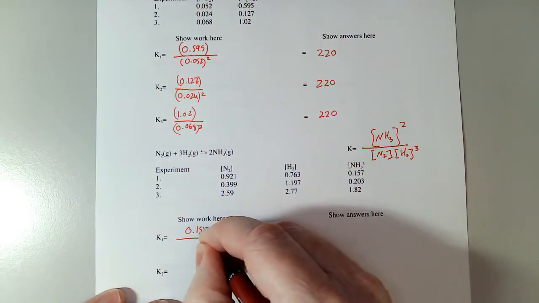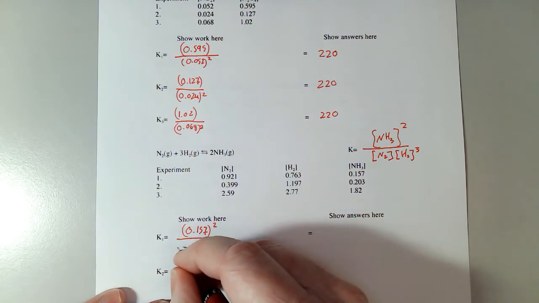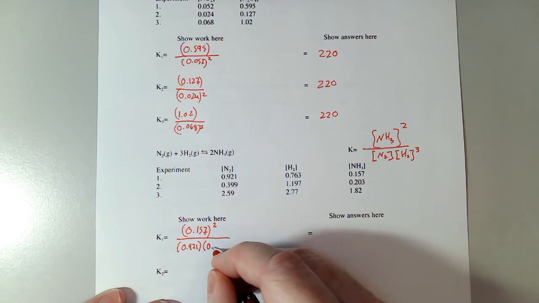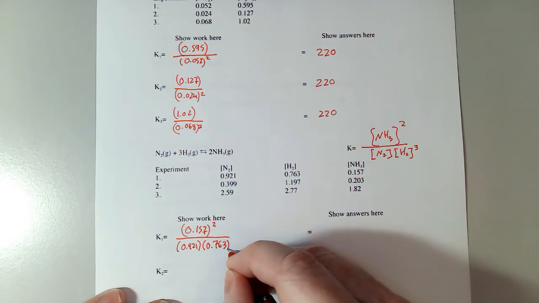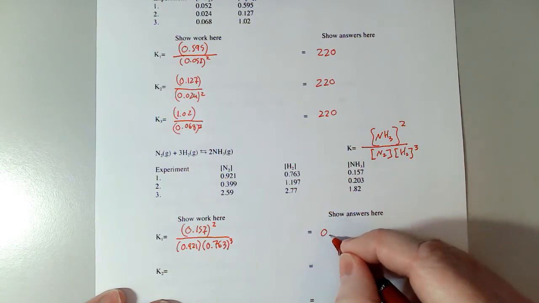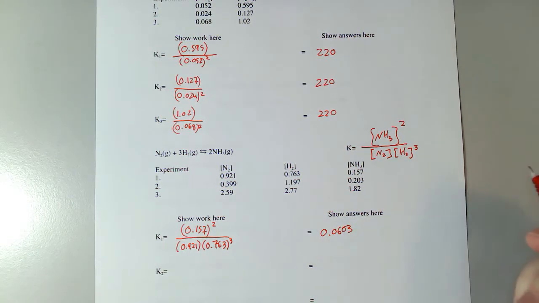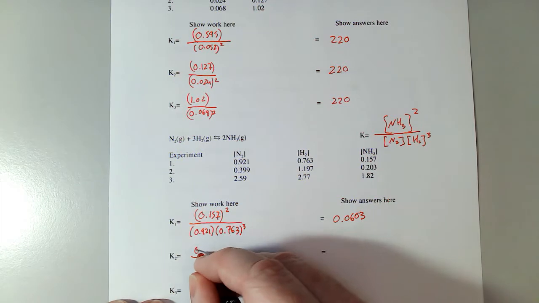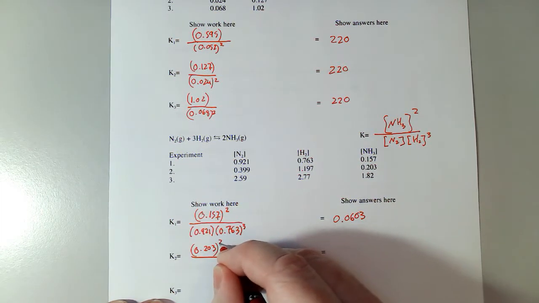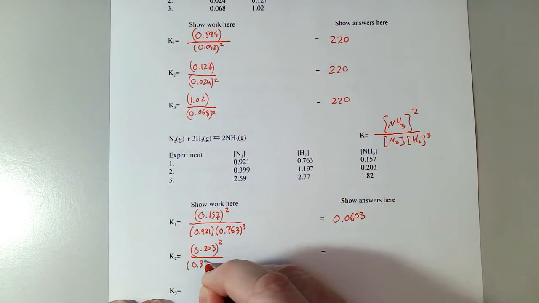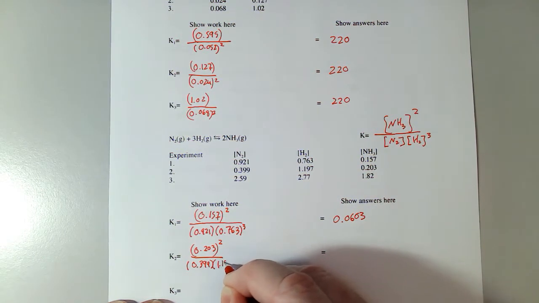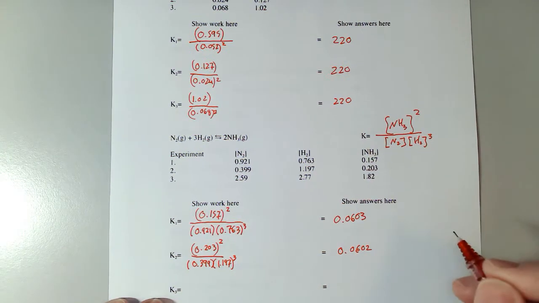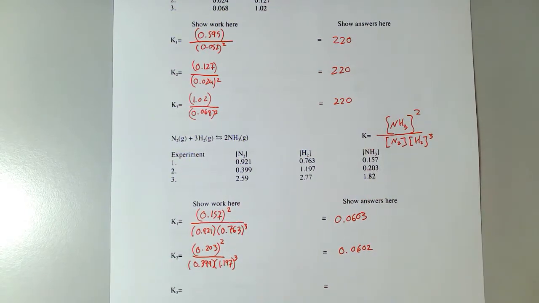NH3 is 0.157 quantity squared over 0.921 times 0.763, which is cubed, and I got 0.0603 on my calculator, 3 sig figs. The next one, 0.203, which is squared over 0.399 times 1.197 quantity cubed, and I got 0.0602 that time. Uncertainty in the last digit's fine.